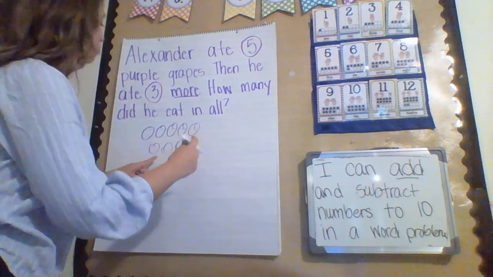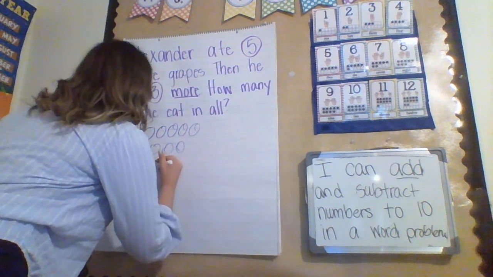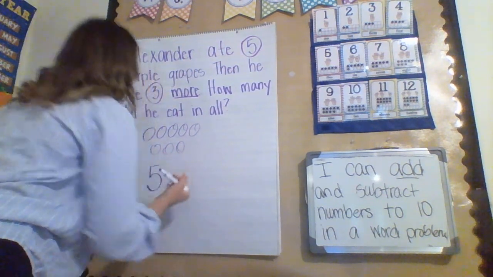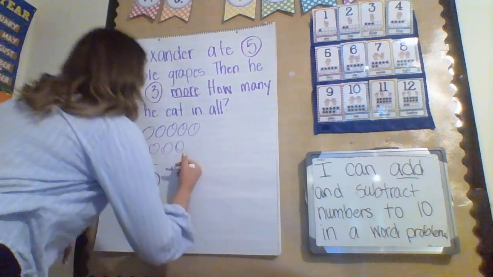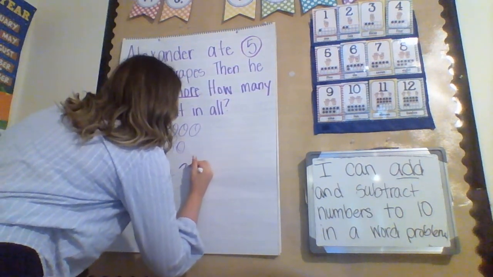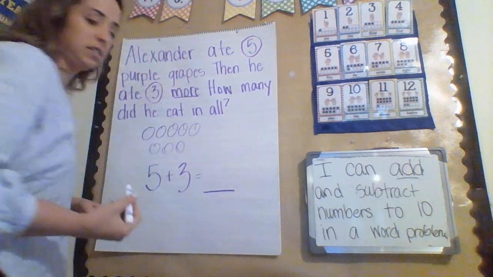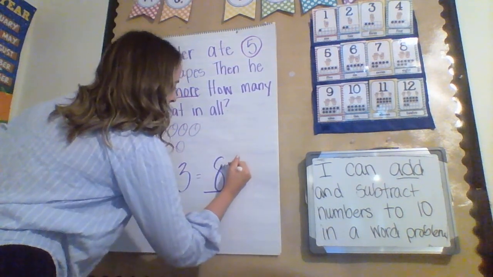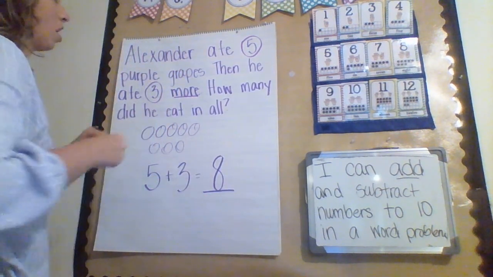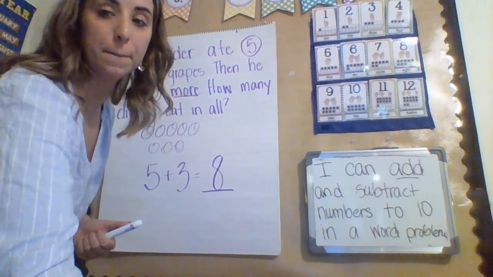8. So let's write our number sentence. Alexander ate 5, so I'm going to write the number 5. 5 grapes. Then he ate 3, so plus 3 more. Equals, and what was our answer? 8. Good job. Alrighty. Let's go to our next word problem. I'm going to pause this so I can flip it.